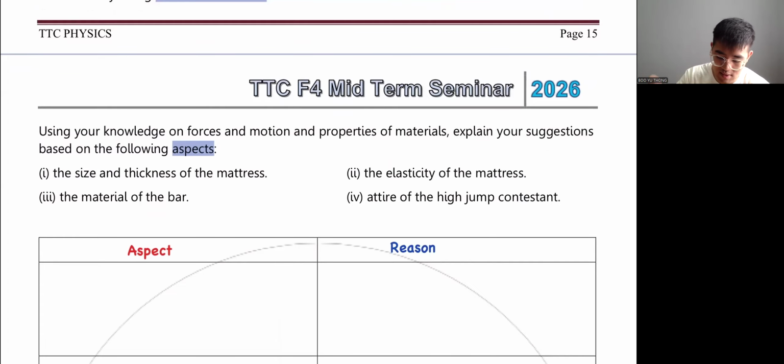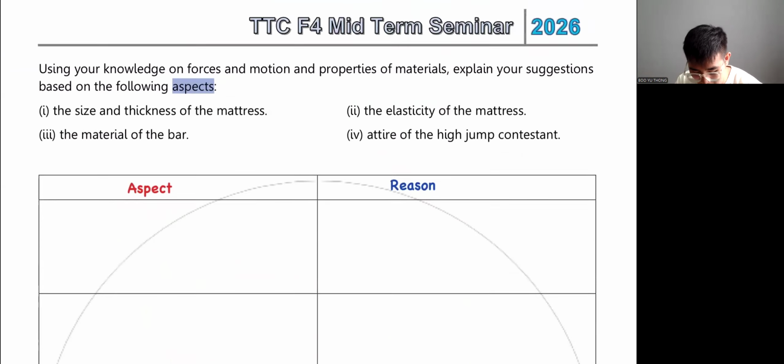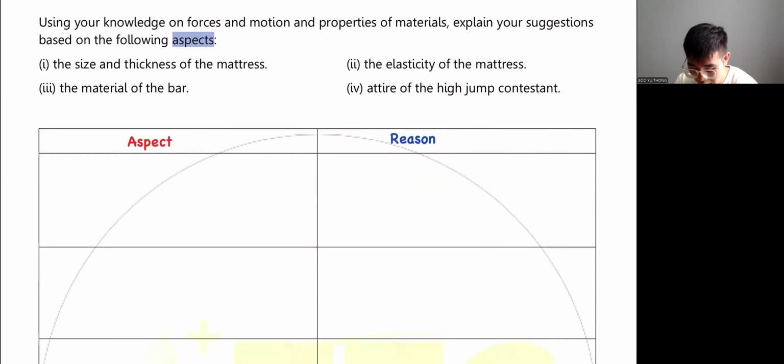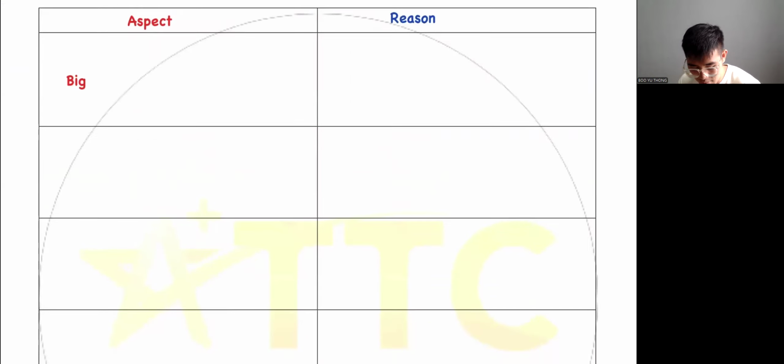Now then, come, let's discuss the first one, the size of the mattress. Of course, we want it to be big, right? Big size of mattress, because if it's big, the athlete can fall more safely onto the mattress. If the mattress is small, the athlete cannot focus on the jump only. Other than the jump, the athlete also has to focus on where he has to fall. But high jump is meant to focus on the jump, not the fall. So that's why, of course, we want the mattress to be as big as possible, right?